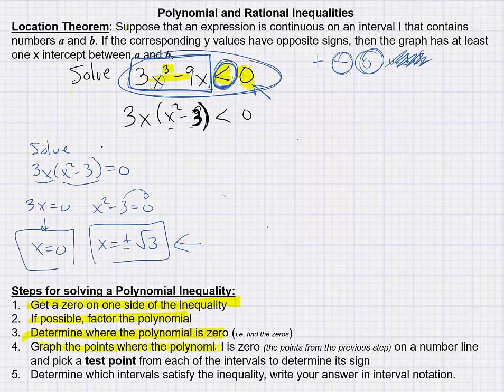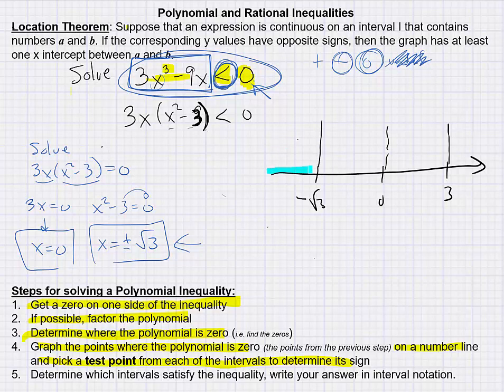Graph the points where the polynomial is 0 from the previous step on a number line and pick test points for the intervals. To explain that a little more, it's helpful to see it. So I say, okay, here's a number line. I'm going to put these numbers, negative square root of 3, 0, and square root of 3 on a number line. What that just did is it divvied my number line up into 4 intervals. This interval, this interval, this interval, and this interval. These are x values. Okay?